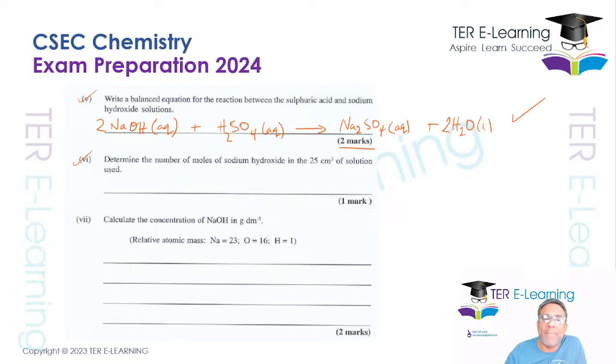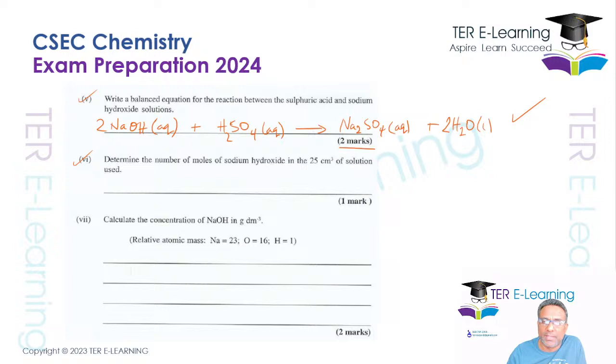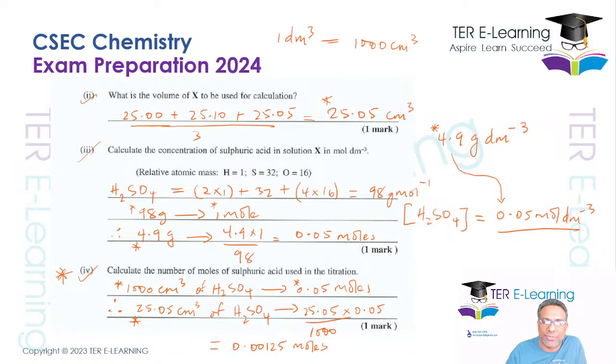The reason they made us write the equation is for us to use a mole ratio to figure out how many moles of sodium hydroxide we used. Let's back up a sec. If you go back to part 4, that was the number of moles of sulfuric acid used. Based on the mole ratio, 2 moles of NaOH react with 1 mole of sulfuric acid. Since you know from the previous part, the sulfuric acid is 0.00125.